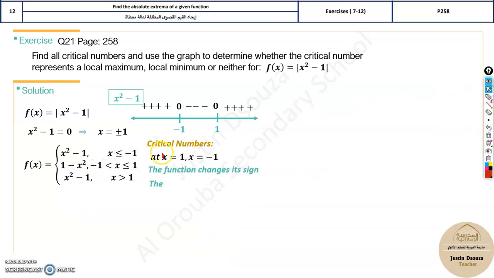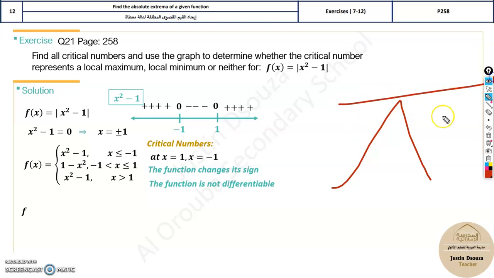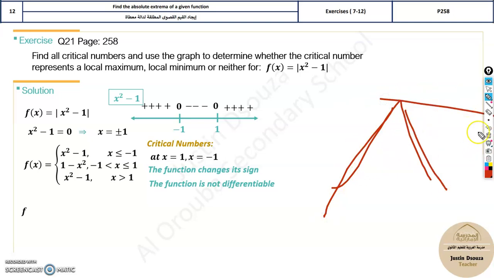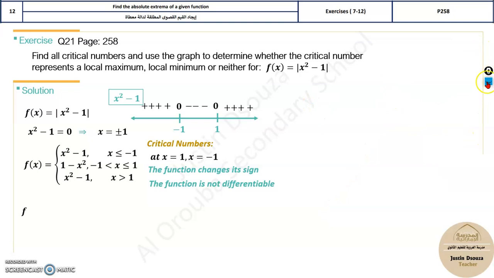Okay, so now we know the critical numbers over here are minus 1 and plus 1. The sign changes there, and since it's an absolute value function, it is not differentiable. There is no derivative at a sharp edge or a corner, because you will never have a horizontal tangent; the slope over here will be 1, over here it will be undefined. Basically you don't find the derivative at sharp edges or corners. That is what we had learned in the last term.